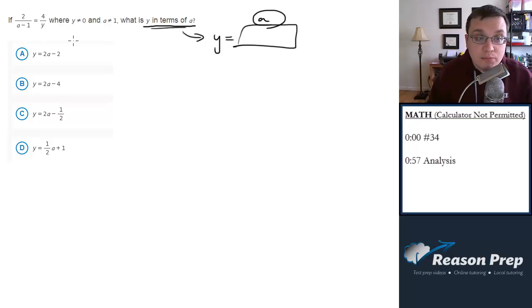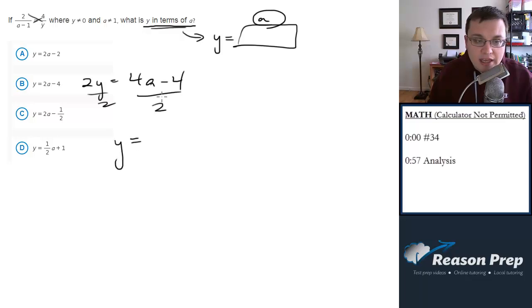Let's first start by cross multiplying. So we're going to get 2y equals 4a minus 4. I'll divide both sides by 2. So I get y equals, and I'm just going to divide the 2 into each one of these terms. So I get 2a minus 2. And that's choice A. And that's it.